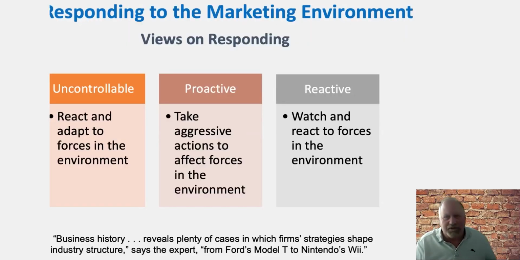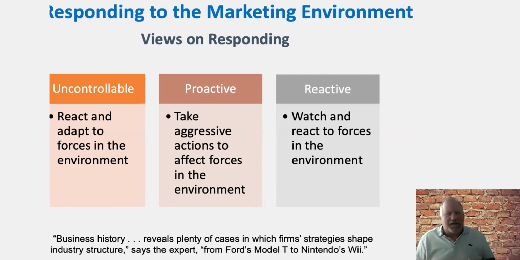So a few thoughts about how we manage this overall marketing environment. We've talked a lot about the macro and the micro environment, and many firms have different perspectives on how to control this environment. Some consider it what we call uncontrollable. They just react and adapt to the forces out there. They just let them happen and they're reactive to those forces. Other firms take a more aggressive stance and they're proactive. They actually try to shape some of these external forces in markets.